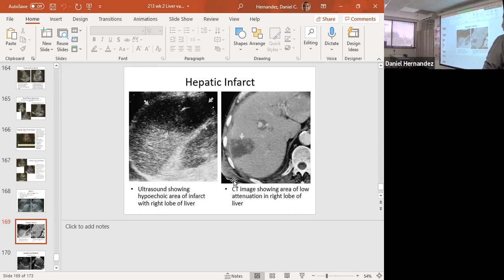So we also have to think of the organ as being able to infarct, meaning not getting adequate blood supply, where the tissue undergoes necrosis and death. So the liver can exhibit areas of infarct. Ultrasound showing a hypoechoic area of infarct within the right lobe. And then a CT image showing low attenuation of that same area in the right lobe. See this large area, the right lobe of the liver. So it's very hypoechoic.